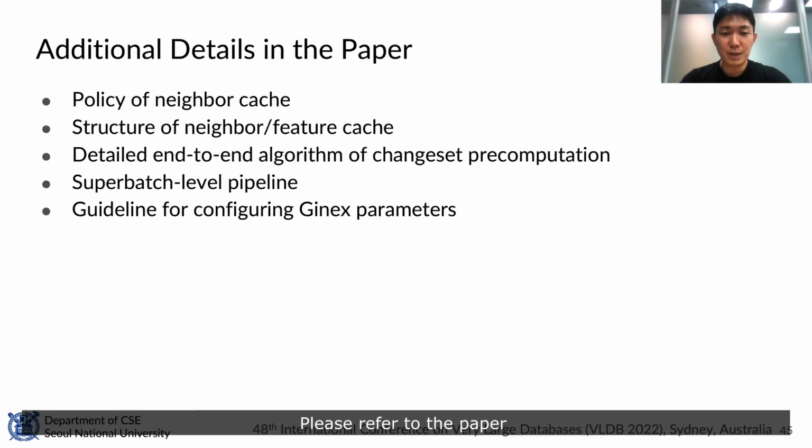Please refer to the paper if you want to see the end-to-end algorithm for Changeset Precomputation. Also, you may find other details of Ginex like policies of neighbor cache, structure of neighbor and feature cache, superbatch level pipeline, and Ginex configuration in the paper.